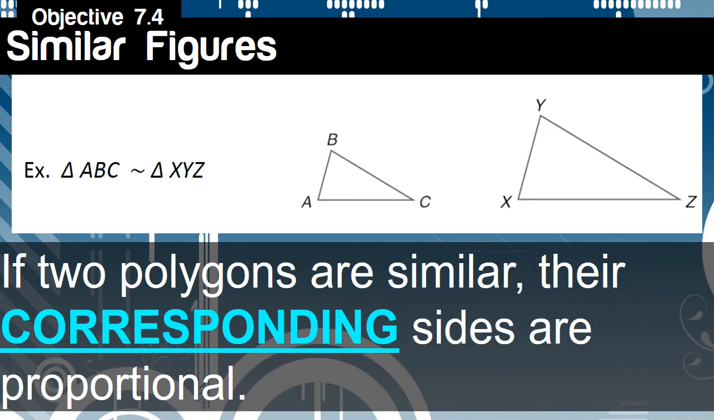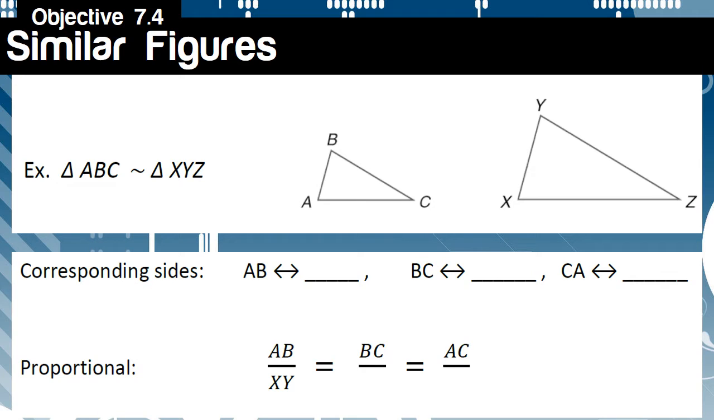So we have triangles. The way we mark it, triangle ABC is similar, and the sign for similar is that squiggly mark, to triangle XYZ. So we know that these are proportional, and we're going to set up proportions to figure out the corresponding sides. Side AB, which is the first two letters in our example, corresponds to side XY.